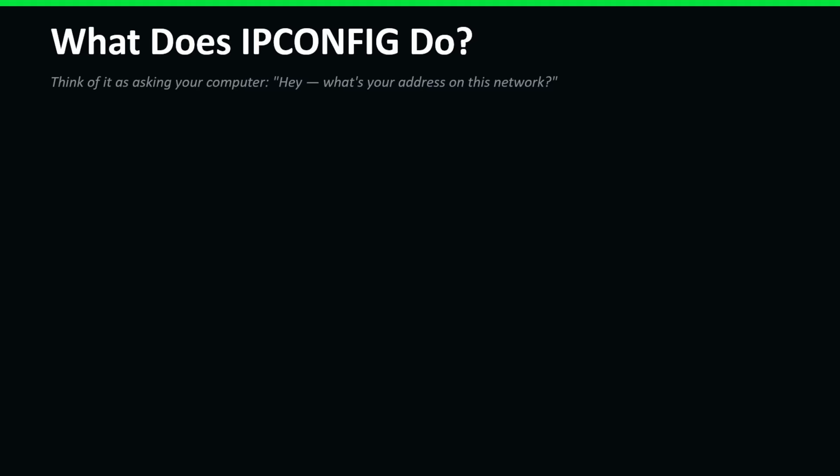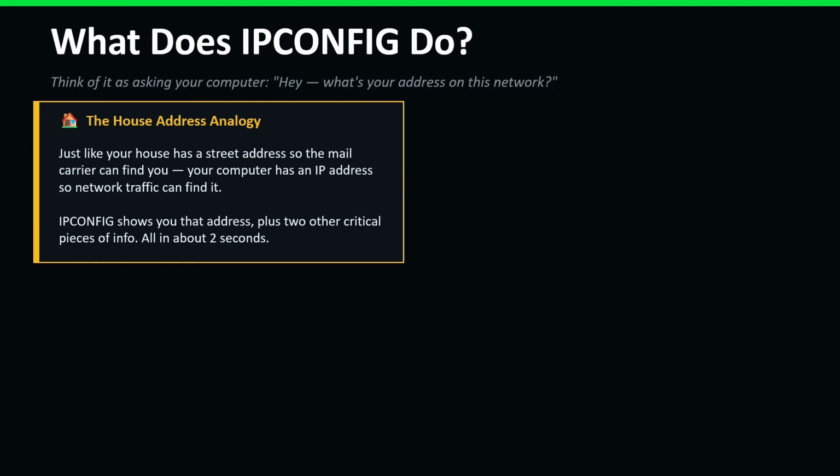The first thing to start with is, what exactly is IPCONFIG, right? Well, it's a command that basically shows you your network configurations. An analogy to help learn this is the house address analogy. Just like your house has a street address, the computer also has an IP address so that network traffic can find it. IPCONFIG shows you that address plus two other critical pieces of info all in about 2 seconds.